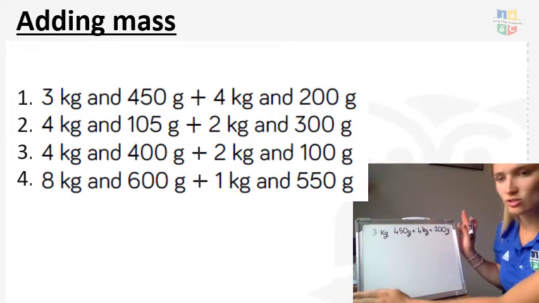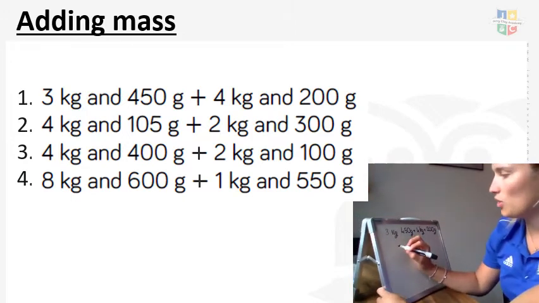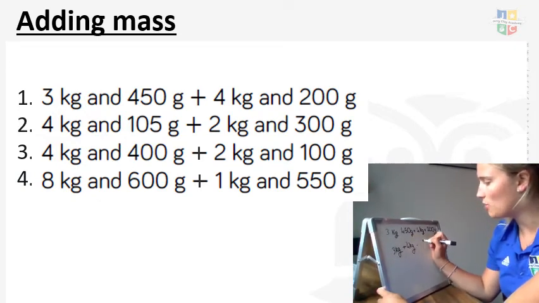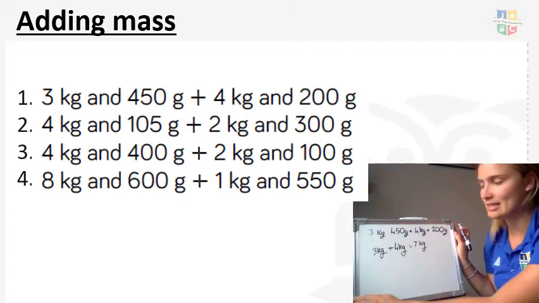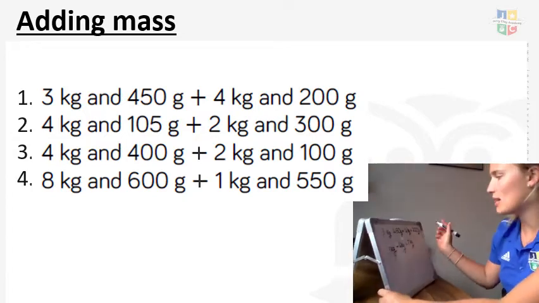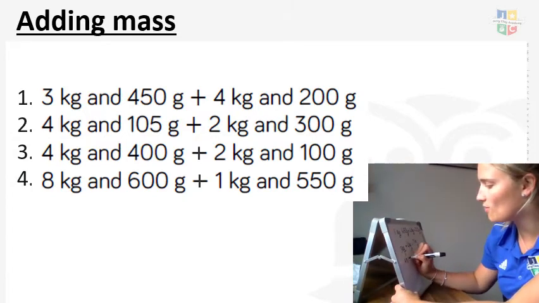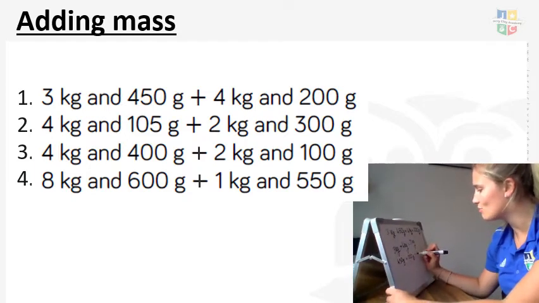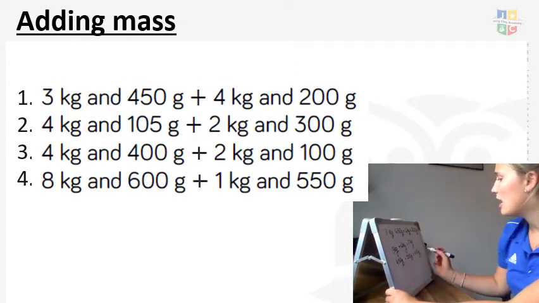The first method you could do is add your kilograms. So you could do 3 kilograms add 4 kilograms, which we know will be nice and easy, is going to be 7 kilograms. Once I have added my kilograms, I can now add my grams. So I can do 450 grams add 200 grams, which I know the answer would be 650 grams. You might want to also use column method if you don't know.